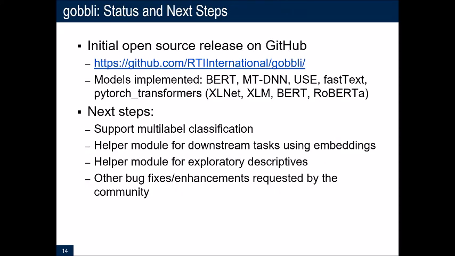So where are we at? Where are we going? We released Gobbly open source on GitHub, so I have a link here. We've implemented several models, including Google's official BERT implementation, Microsoft's MTDNN, Google's Universal Sentence Encoder, or embedder, excuse me, and Facebook's fastText. We've also implemented an interface to the PyTorch transformers library by Hugging Face. So this also gives us XLNet, XLM, their PyTorch version of BERT, and Roberta. So all of these models are available to use in Gobbly, and they all look basically the same.